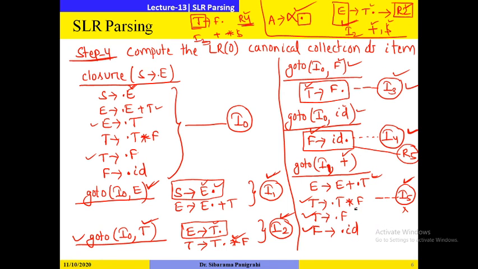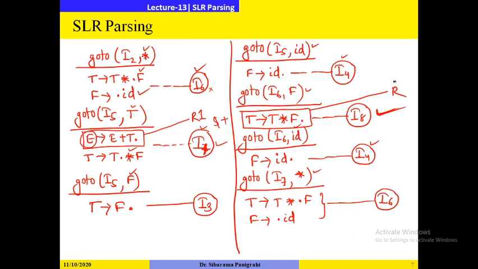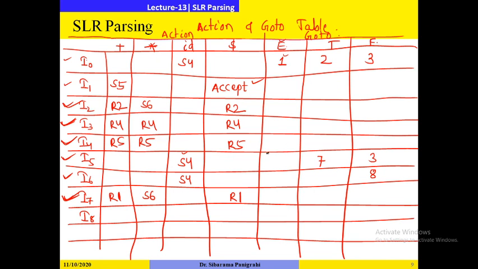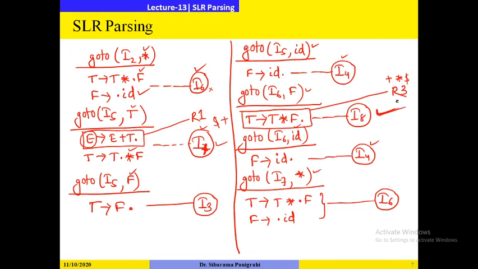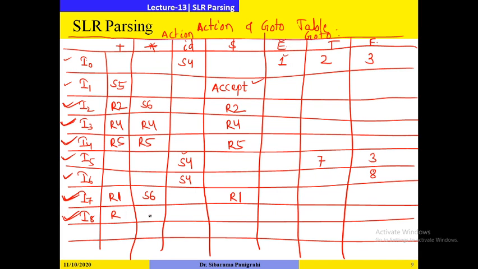Follow of T is plus, star, dollar. So here I will write R3 under plus, star, dollar. Right? So under which row? I8. In the I8 row, under plus, star, dollar, I will write R3.